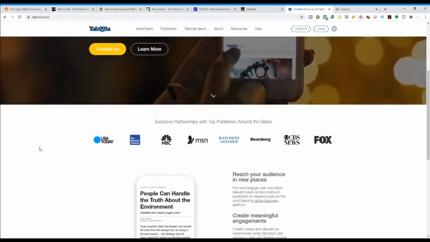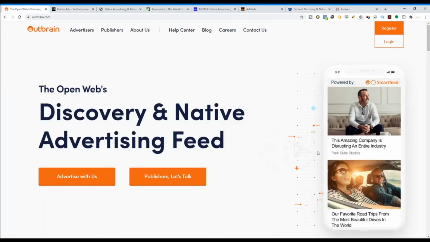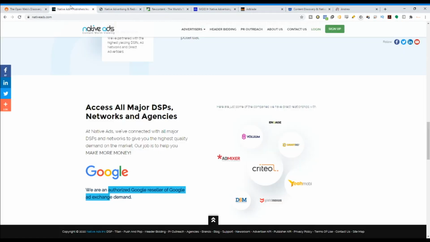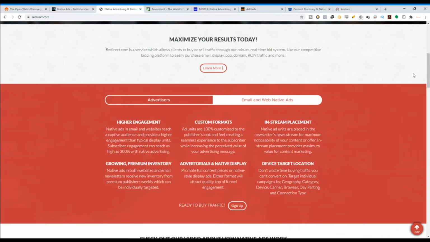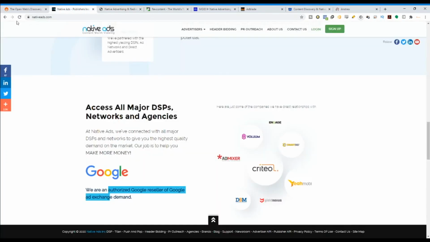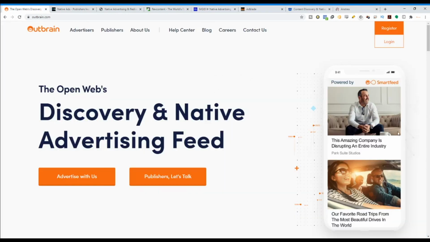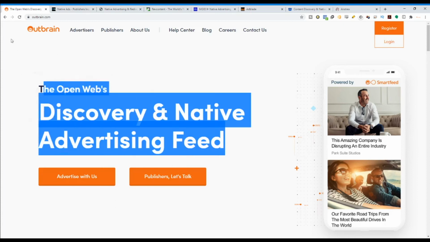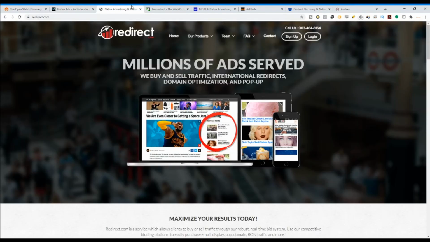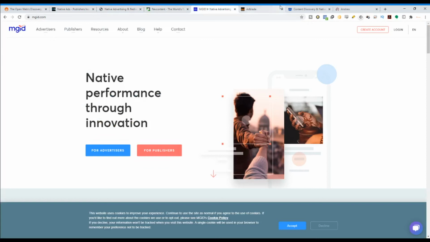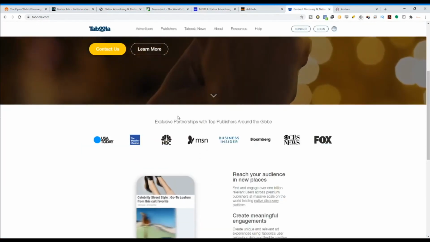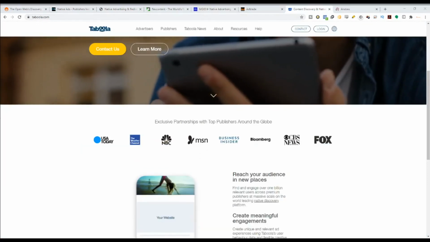So talking about publishers, right? You want to know what type of publishers a particular ad network uses as well. Because if let's say I want to choose Redirect, or you want to choose Outbrain, I want to choose Rave Content, I want to know what type of publishers they actually use, but they will not usually talk about their publishers. So this is actually something which is very confidential. They will not talk about the publishers in their websites usually, unless they have exclusive partnership like Tabula. They actually can put it there.